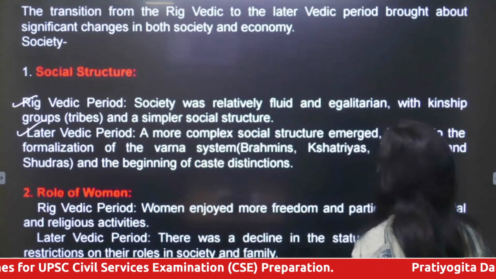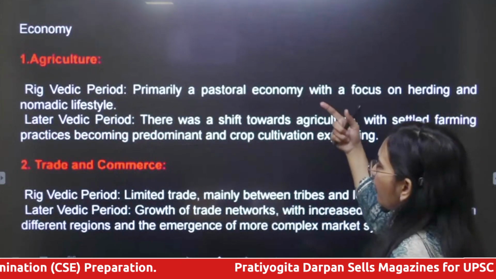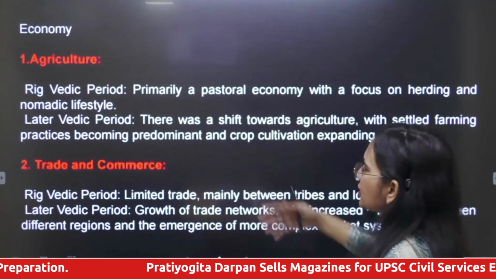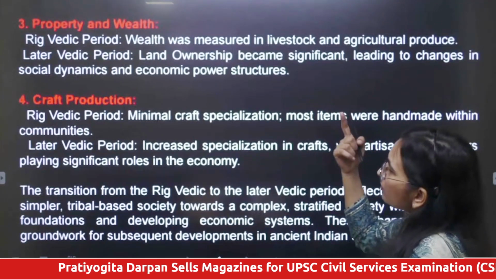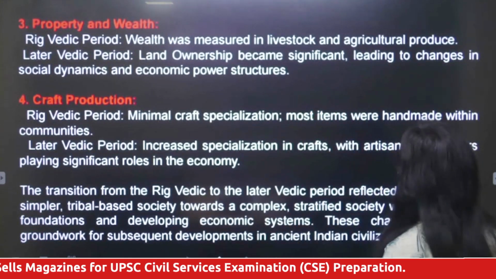Okay. Then this is the political organization, cultural developments. Then we do have economy, change into agriculture, change into trade and commerce, and then property and wealth, craft production, etc., and that is your model answer.